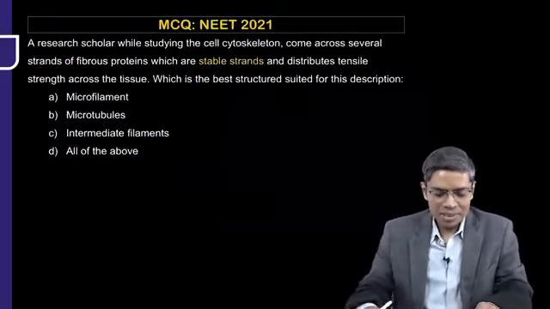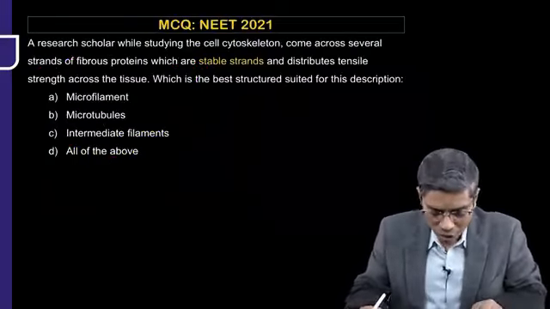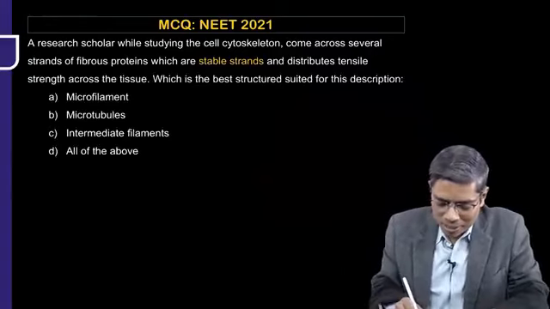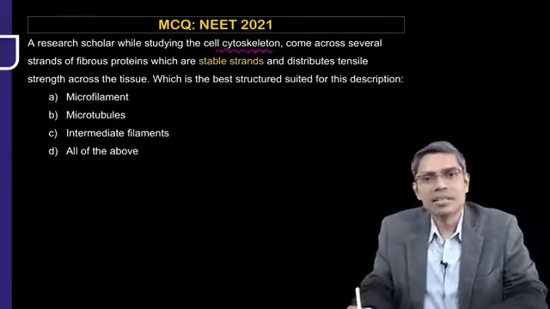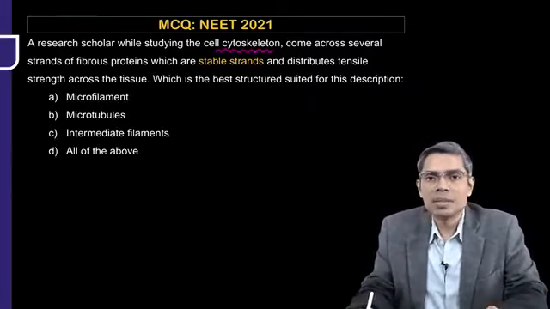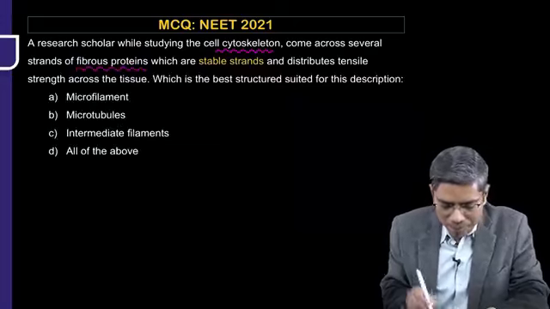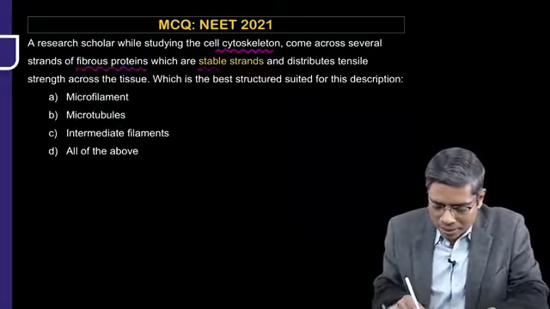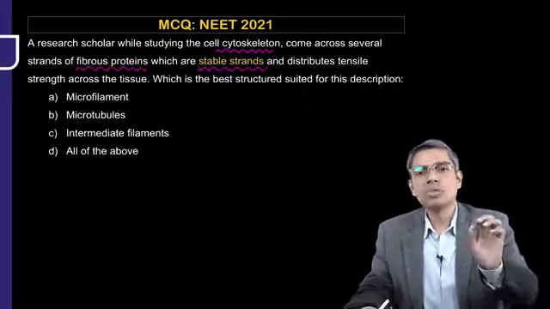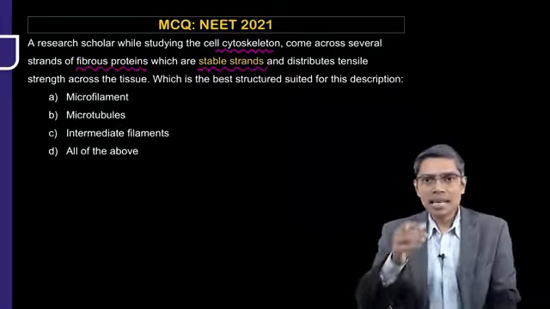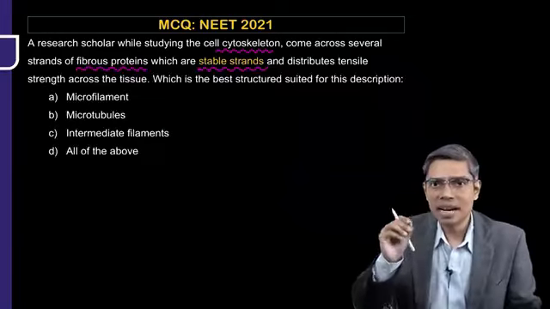Now moving ahead. Here, a research scholar, while studying the cell cytoskeleton, so you can understand that the question is on the cell cytoskeleton. Now look at the description of the cytoskeleton. It's a fibrous protein, right? And it is a stable strand. These are the 2 cues in this question. So it's a fibrous filament-like protein, and a stable strand of protein.